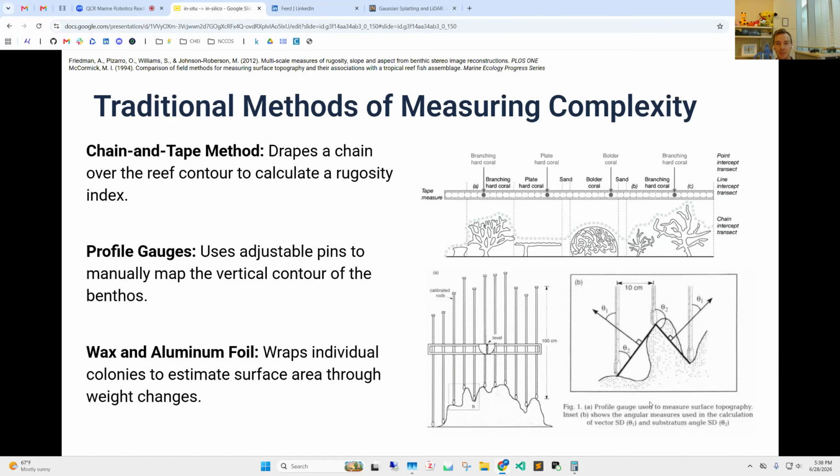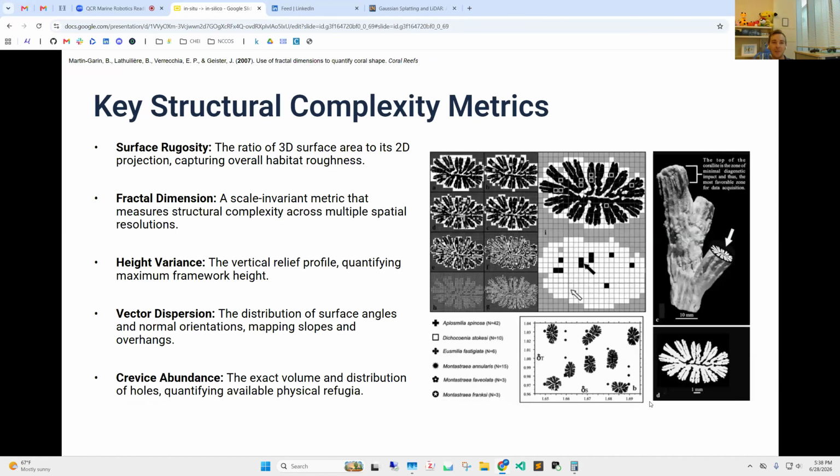They got the job done, but they obviously compressed this rich 3D structure into a single proxy, and they were also pretty invasive. So to move past these old one-dimensional proxies, ecologists realized they needed to capture true multi-dimensional geometry. If you can fully digitize a reef, then you can extract a whole suite of explicit physical metrics rather than looking at a single metric that you calculate while you were down there.